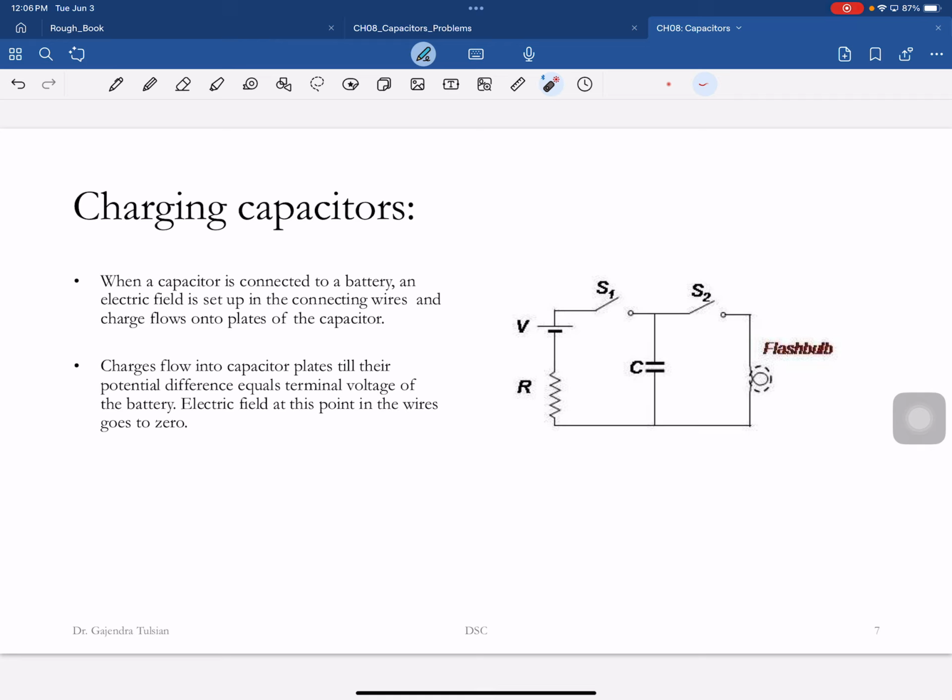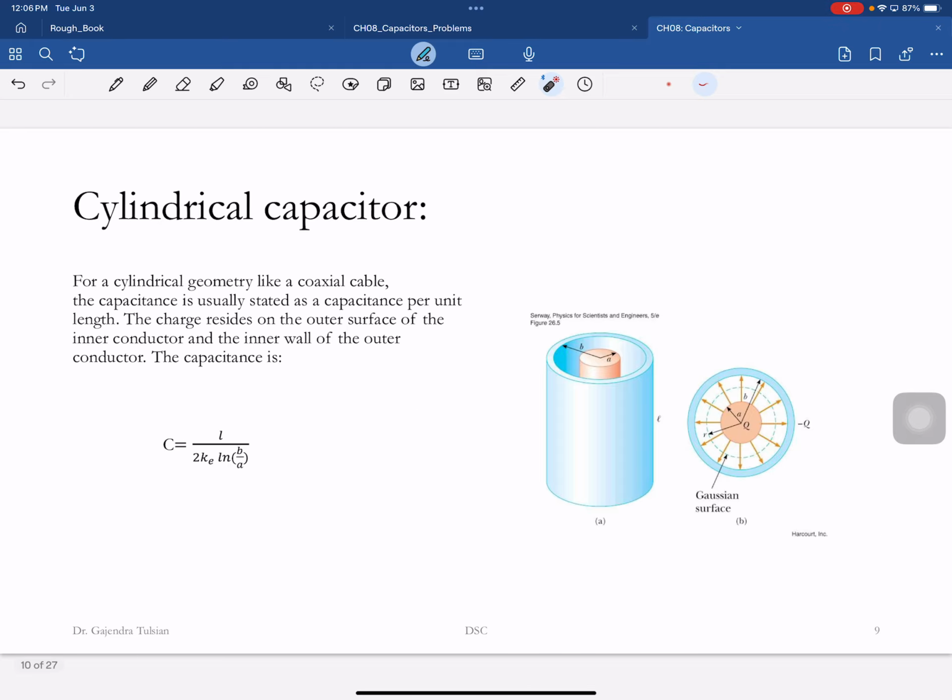And every time you do work, work is a mechanism of transferring energy from one object to another. So when a capacitor is being charged, the battery is doing work. And when the battery is doing work, it's transferring energy from the battery to the capacitor. Just like when I lifted this cup, I did work on this cup and I transferred energy from me to the cup.